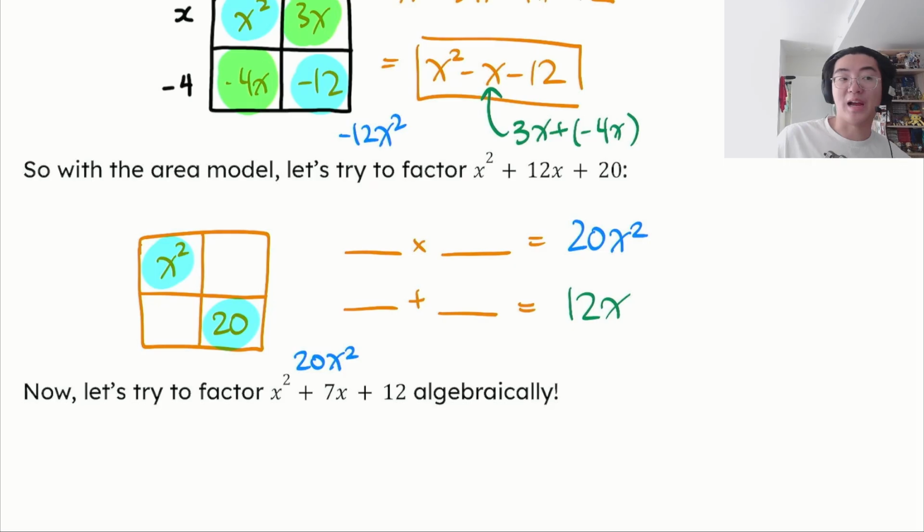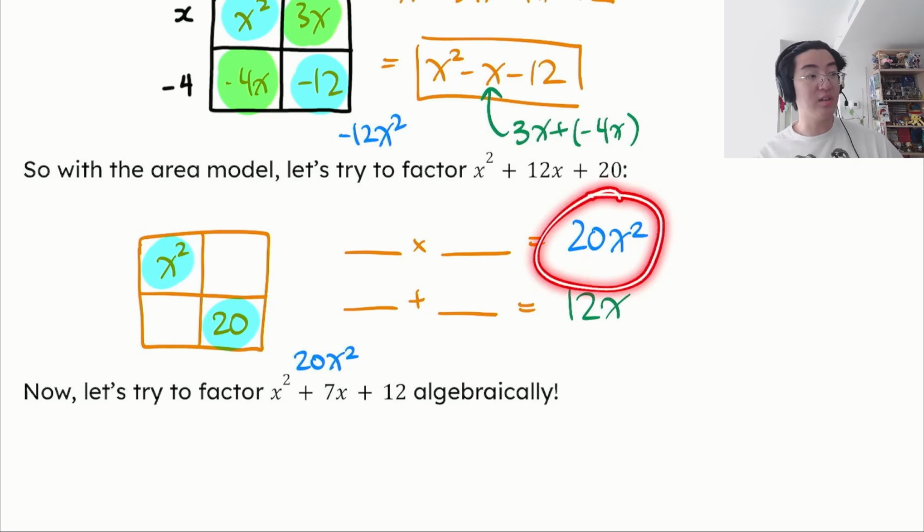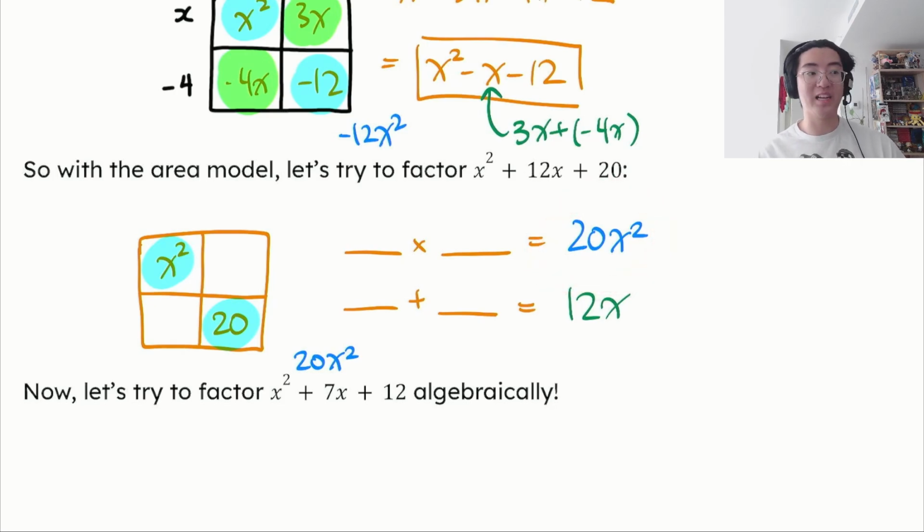Okay, so now we have to check pretty much everything. We don't have to check all the numbers because our biggest hint is that two numbers have to multiply to 20x squared. There's only a few of those. We got 1 times 20, 2 times 10, and 4 times 5, but that's it. Those are all the pairs of numbers that can multiply to 20. So we just check all of them.